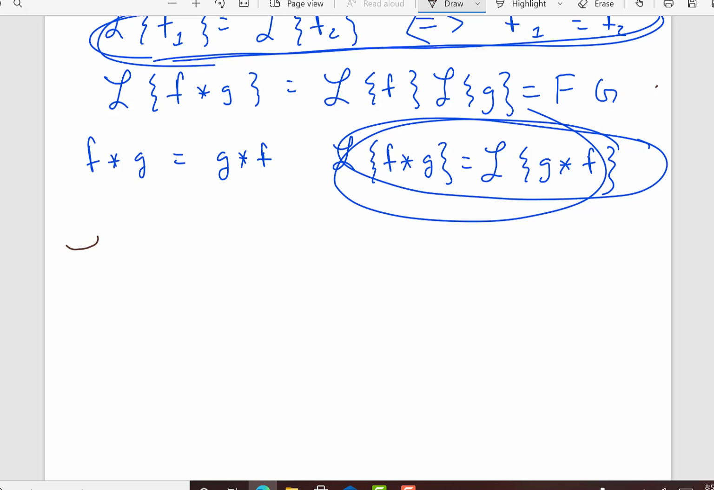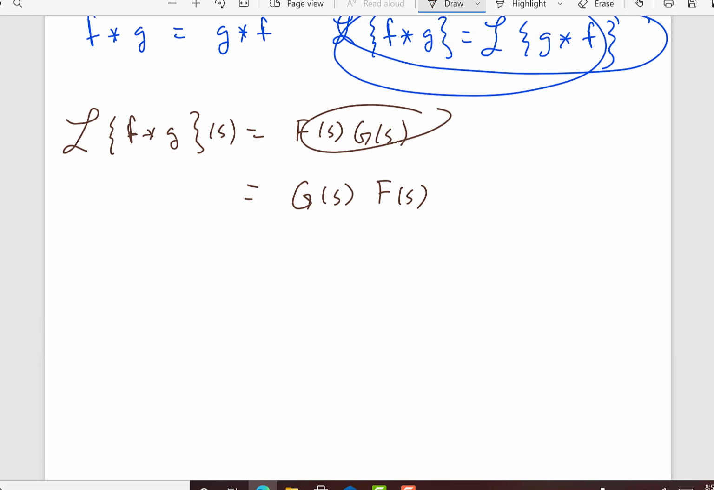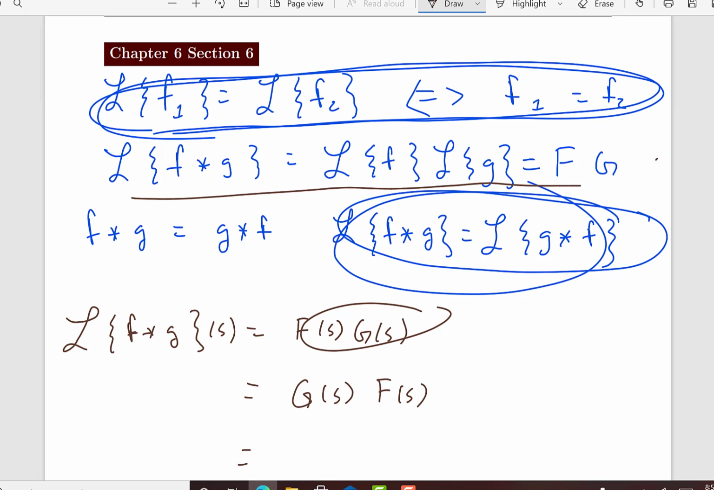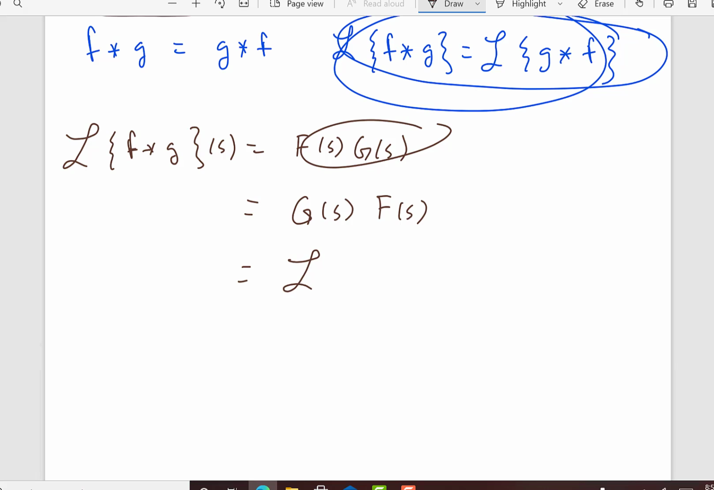Okay, so the Laplace transform of f convolved with g is equal to F of s times G of s, but this is just multiplication, and F times G is equal to G times F. So this is G of s times F of s. Okay, but now using this fact right here, we have G first in the product, this is equal to the Laplace transform of the convolution g convolved with f.